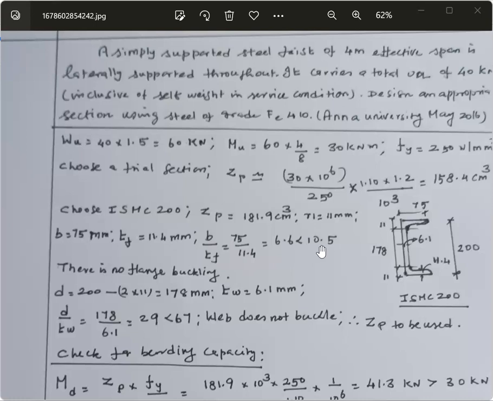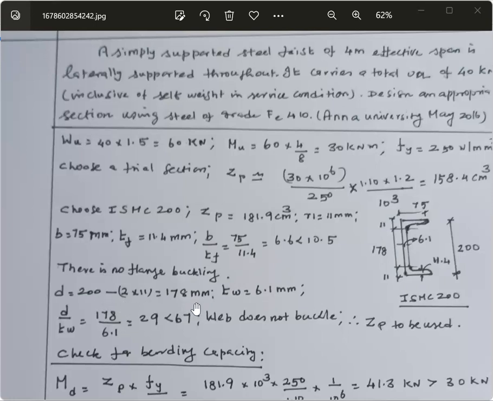In case you are going for plate girder section, accordingly you have to check against the applicable limiting value for B by TF, so that there is no flange buckling. Now depth of the web, other than the curved portion: the total depth of the web is 200 mm for ISMC. R1 is 11 mm, curved portion at top. R1, curved portion at bottom, that is 11 mm. Deduct these 11 mm at top and bottom from 200, then you are getting 178 mm.